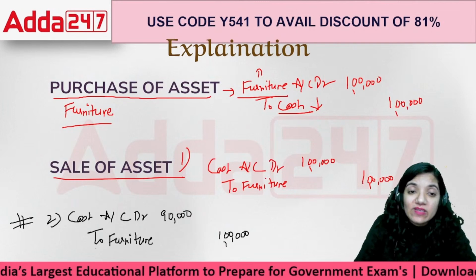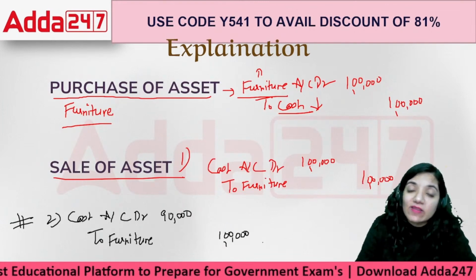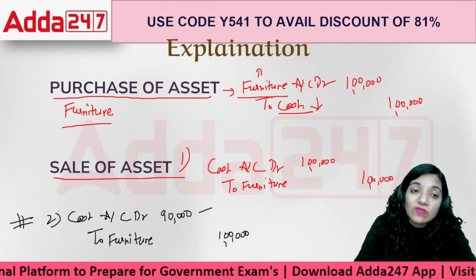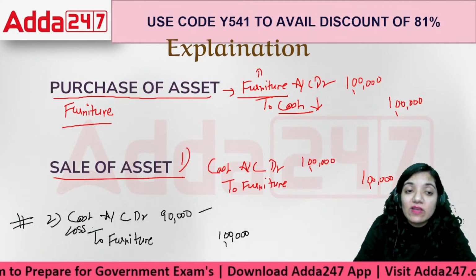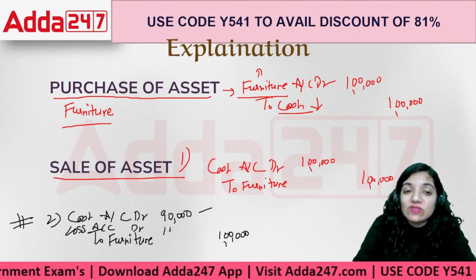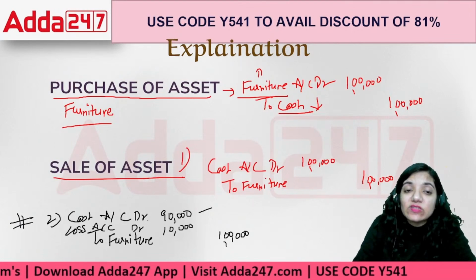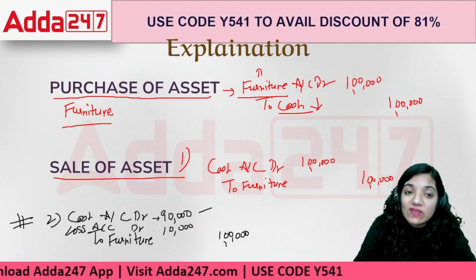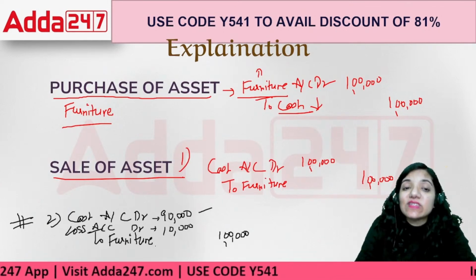Here what is happening is our furniture was worth rupees 1 lakh that we have lost, but we have got only 90,000 for that. That means the remaining part is my loss. Loss on sale is rupees 10,000. So it is cash account debit rupees 90,000, loss account debit rupees 10,000.